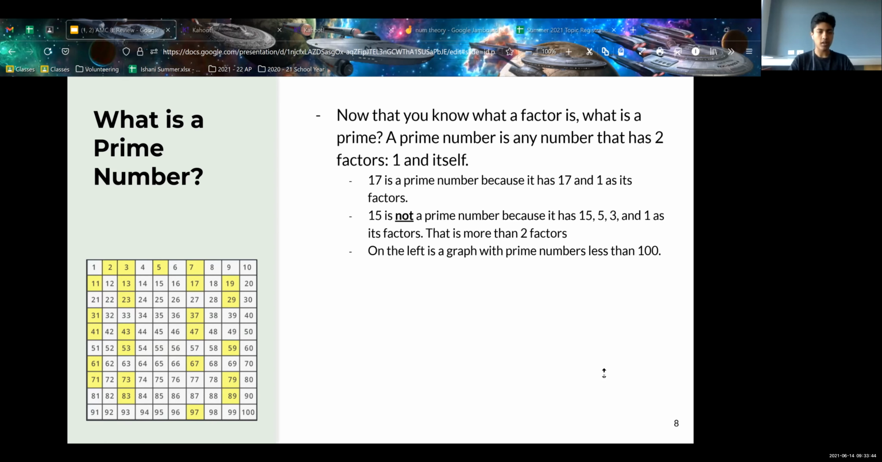On the left, we see a grid, and all the yellow highlighted numbers in the grid are prime numbers. So 2, 3, 5, 7, 11, 13, and so on. So is 1 a prime number? Enter your answer in the chat.